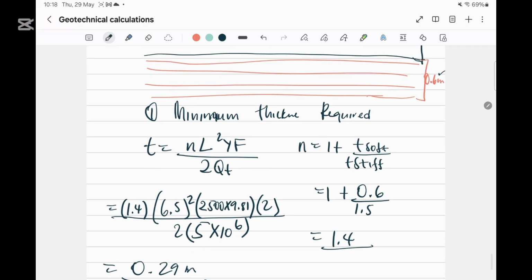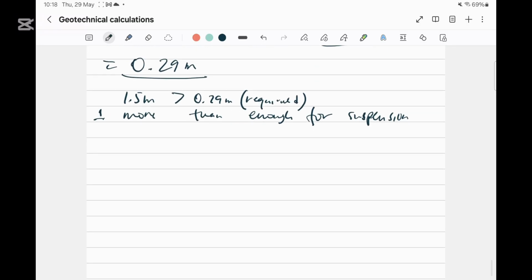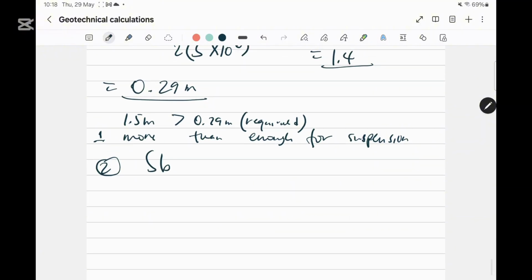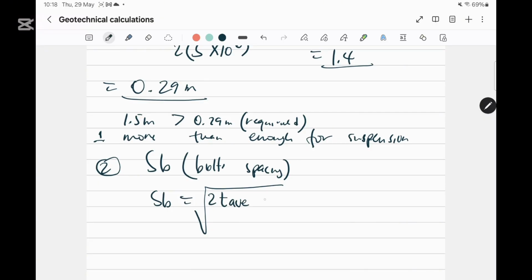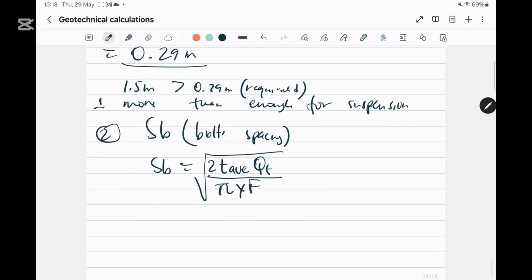So now we go and calculate what? The spacing of the bolts, our SB. So the bolt spacing. The formula is SB equals the root of 2 TA, and then you have your tensile strength, then your N. That's what you have. So remember, we have everything here except T average.